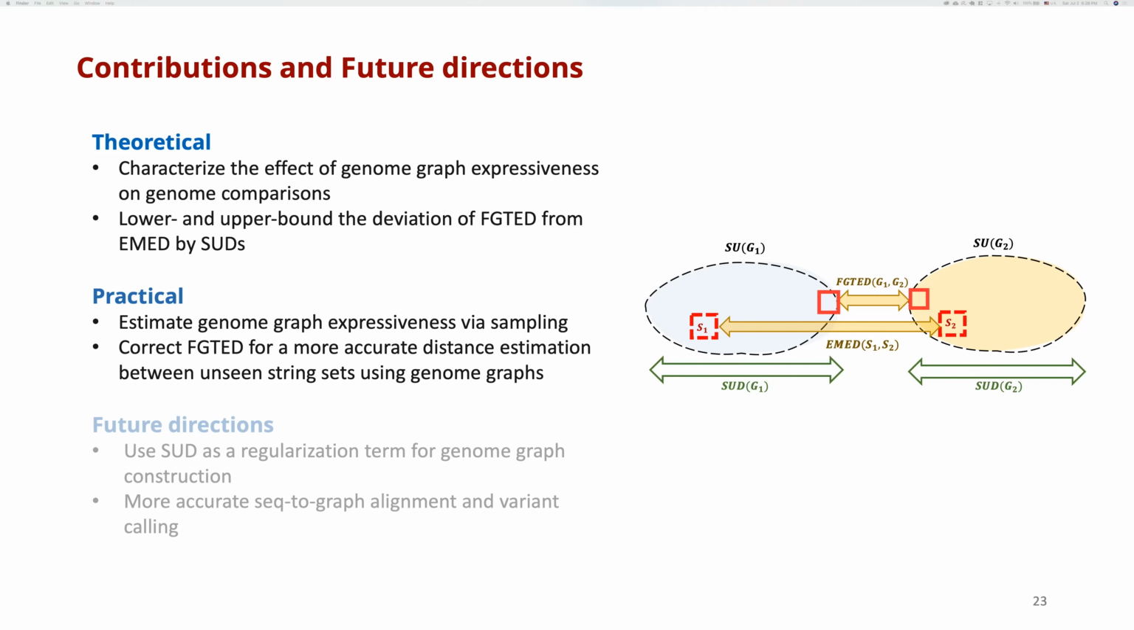As a future direction, I would like to point out that the string set universe diameters are not only useful in genome graph comparisons, but also can be used as a regularization term for genome graph construction. There, the string set universe diameter can be used to control the variability of the string set universes, such that the genome graph can represent the reference pangenome more precisely. And therefore, it will be more accurate when it is used to do sequence to graph alignment or variant calling.